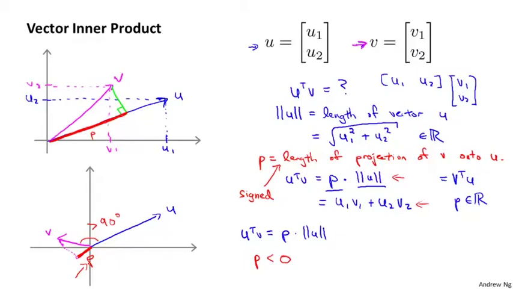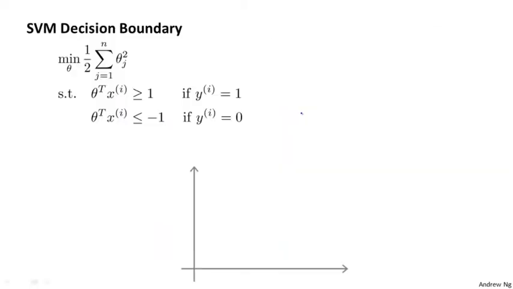We're going to use these properties of the vector inner product to try to understand the support vector machine optimization objective a little better. Here's the optimization objective for the support vector machine that we worked out earlier. Just for the purpose of this slide, I'm going to make one simplification to make the objective easy to analyze: I'm going to ignore the intercept term. So we'll just ignore theta 0 and set it equal to 0. To make things easy to plot, I'm also going to set n, the number of features, equal to 2. So we have only two features, x1 and x2.